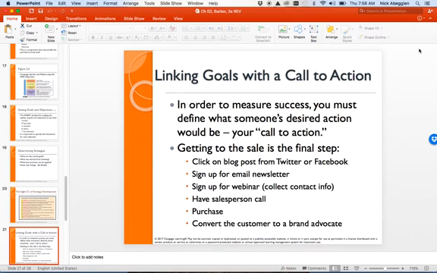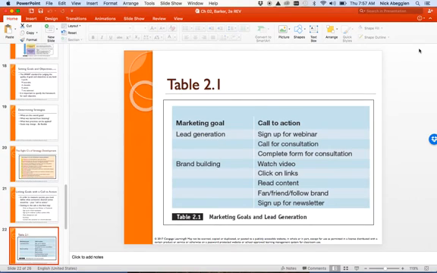Do we want them to click on a blog post? Do we want them to sign up for a newsletter? Everything that we have, all of the information that we are presenting them, feeds into what this call to action is. So it's the behavior that we want a potential customer to exhibit at each stage of our marketing campaign. A couple good examples: lead generation and brand building.